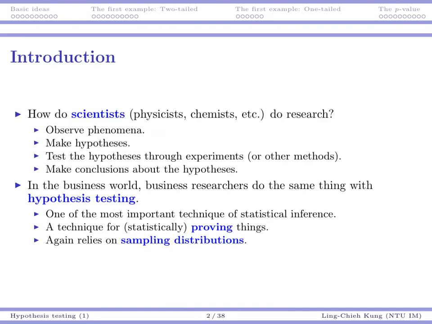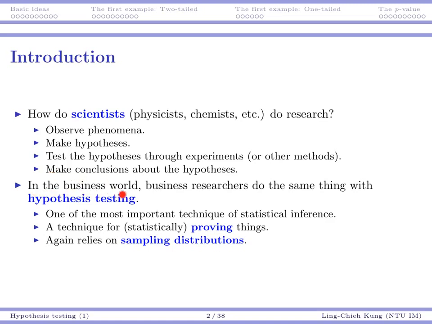Okay, let's start. So, basically when researchers, or more specifically scientists, want to do research about something they don't know, what's the typical process? It's first to observe some phenomena, and according to what we observe, we make some hypotheses. Okay, and then we would test the hypothesis through some experiments. Those scientists would do some experiments and try to confirm or reject those hypotheses, and then finally make some conclusions.